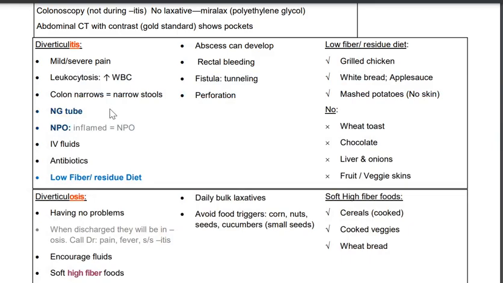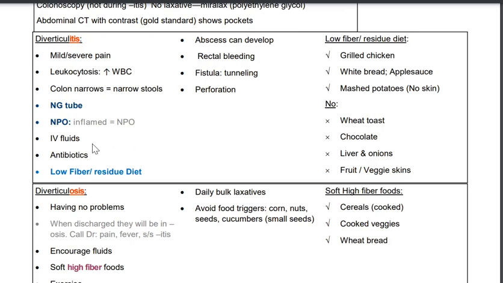NG tube, they may have to have that to decompress the bowel. NPO, definitely, if there's diverticulitis. IV fluids, antibiotics. They usually give 2 antibiotics in the real world for a patient who has this. And it can be such a lifelong hard deal that the doctor I worked for would say, okay, you're good now, but I'm going to give you a prescription for these 2 antibiotics. As soon as you start showing signs and symptoms, if it's the weekend, you go ahead and fill the prescription and then you come see me.